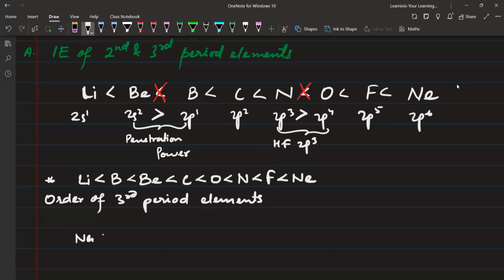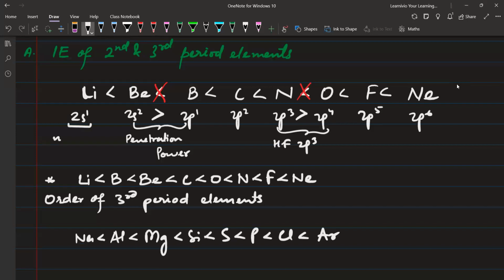We have sodium, then we don't have magnesium, we rather have aluminium, then we have magnesium, then we have silicon, and after that we have sulfur, then phosphorus, then chlorine, and then argon. By the way, sodium will have the minimum because if I remove this one electron, it will reach the noble gas configuration, and argon will be maximum because it is already a noble gas configuration and does not want any disturbance in the electronic configuration. So this is the order.